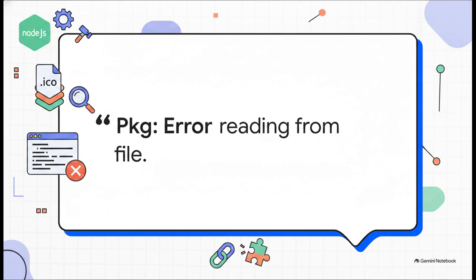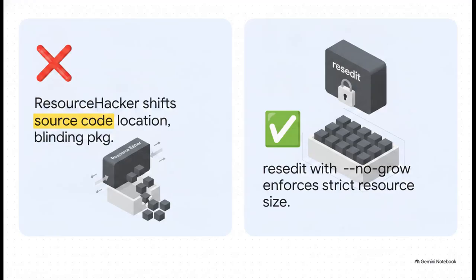Well, actually, scratch that, almost nothing. Right before your console violently crashes, it spits out this exact heart-sinking log. PKG, error reading from file. No way, right? So what is actually happening beneath the surface here? Well, developers were using generic resource editors, which works fine for standard Windows apps, but it fails spectacularly for Node packages. The root cause? A generic tool like Resource Hacker shifts the exact byte location of the embedded source code within the file. It literally acts as a blindfold for the PKG tool, preventing it from finding your JavaScript payload.